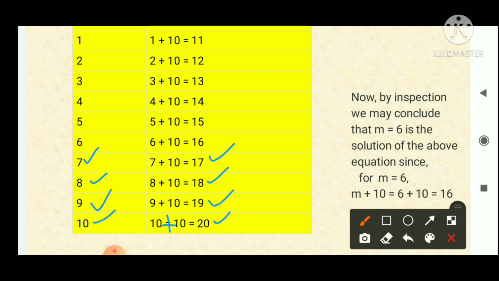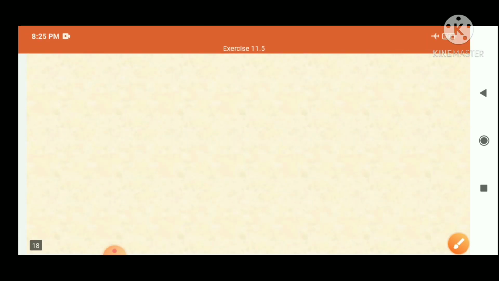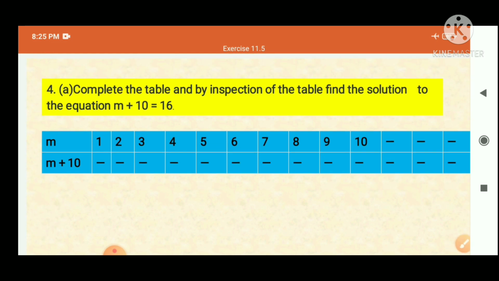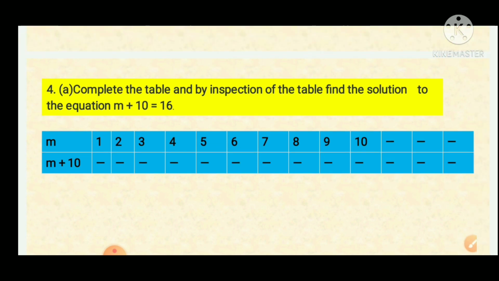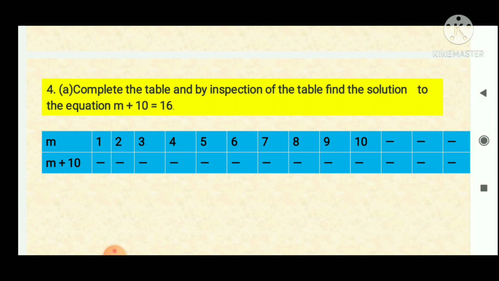By inspection, we may conclude that m is equal to 6 is the solution of the above equation. Since for m equal to 6, m plus 10 is equal to 6 plus 10 is equal to 16. Because here the equation is given, m plus 10 is equal to 16. When we put the different values of m, we get the solution of this equation, m is equal to 6.